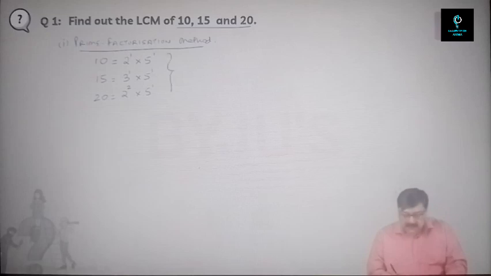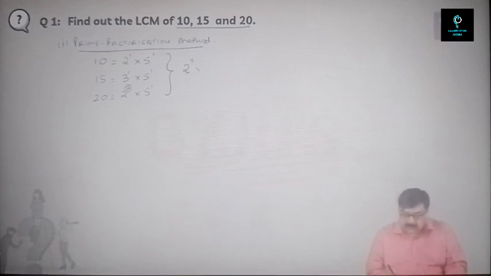Now out of these, we will take the highest power of each of the prime factors, like 2. The highest power of 2 here is 2, so 2 square, into the next prime number, 3. The highest power of 3 is 1, because 3 is seen only once, in the case of 15. And the highest power of 5 is 1 only. So this becomes 4 into 15, which is equal to 60. So the LCM of 10, 15 and 20 is 60.